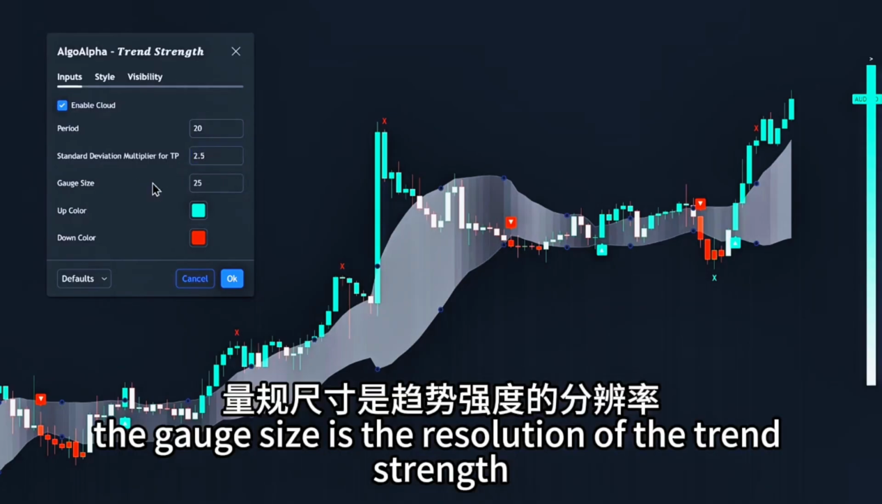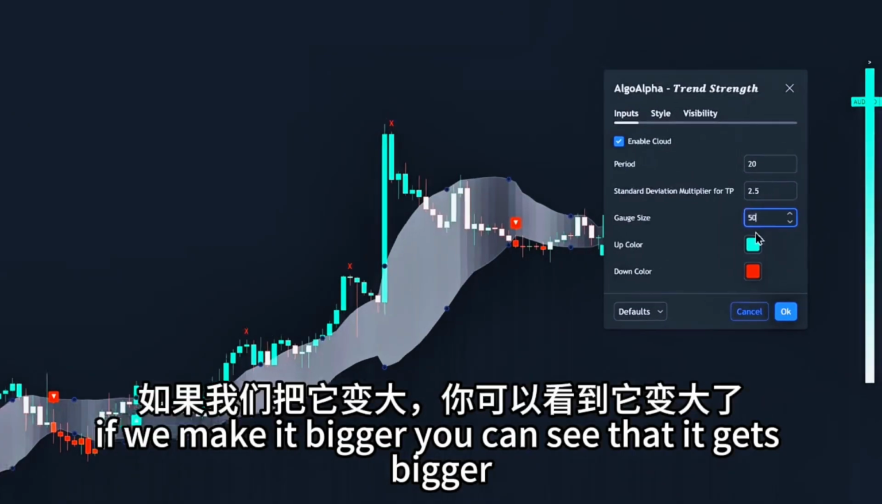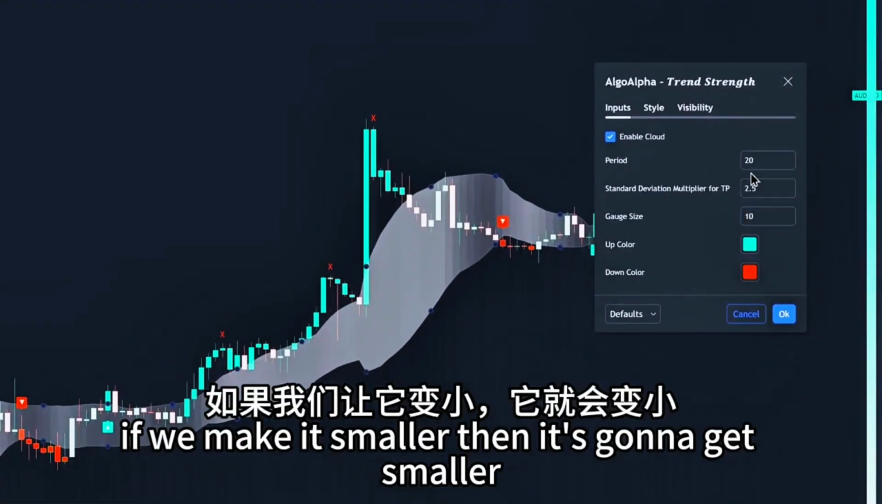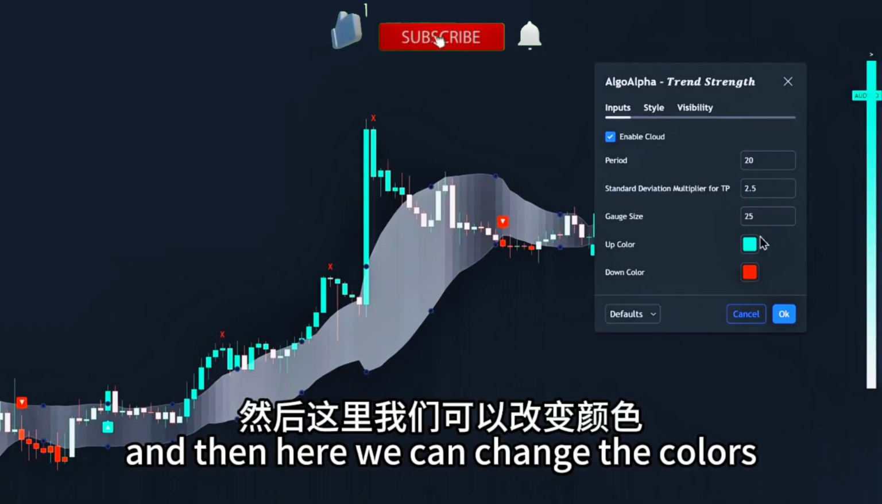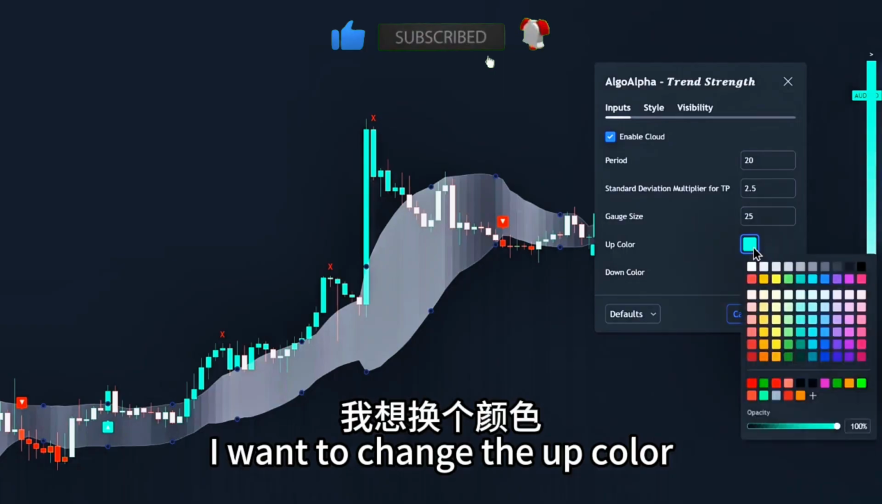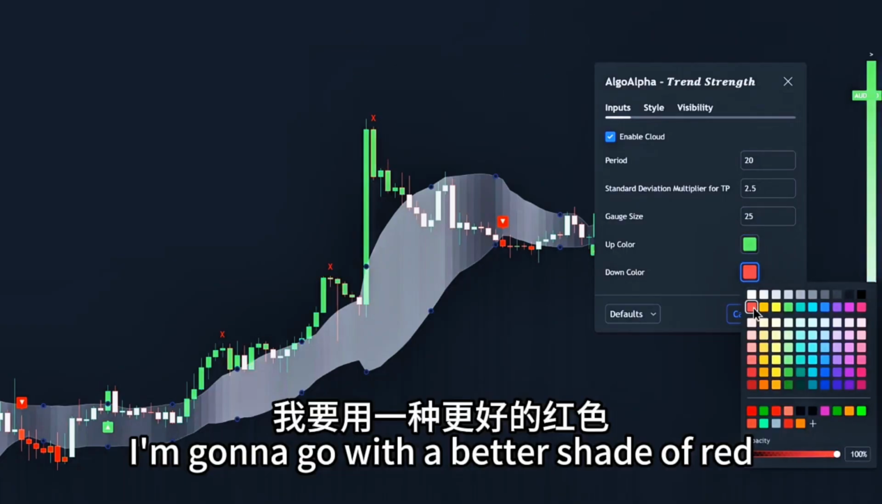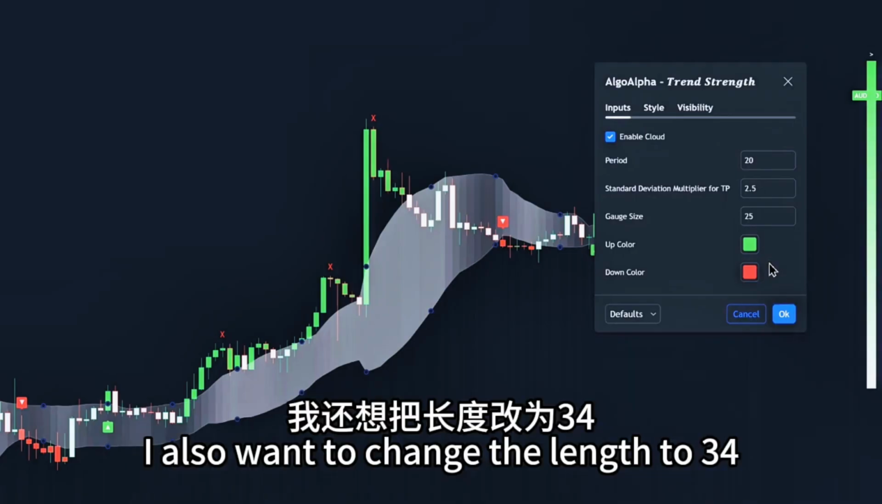Now, the gauge size is the resolution of the trend strength gauge. If we make it bigger, you can see that it gets bigger. If we make it smaller, then it's going to get smaller. For a balance of both, let's stick with 25. And then here we can change the colors. I want to change the up color to a better shade of green, and then for the down color, I'm going to go with a better shade of red.